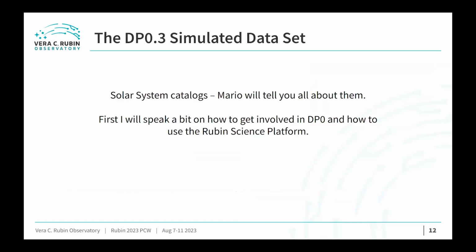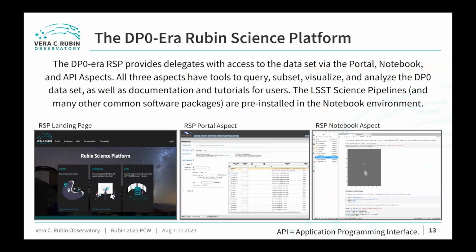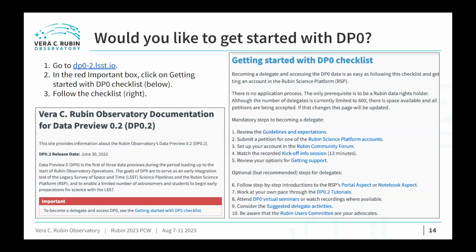Okay, so Mario's going to tell you about 0.3, but before we do that, I want to speak a little bit about how to get involved in DP0, how to get your account, how to use it. If you want access to DP 0.2 or 0.3, you need an account in the Rubin Science Platform, which we've talked about already. The exact instructions for how to get started involve going to dp0-2.lsst.io. The instructions are the same whether you want to access 0.3 or 0.2. Right now, the instructions just still live in our DP 0.2 documentation. So you start there, and you can do this now.